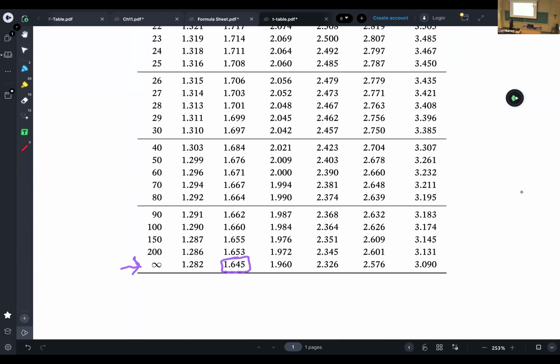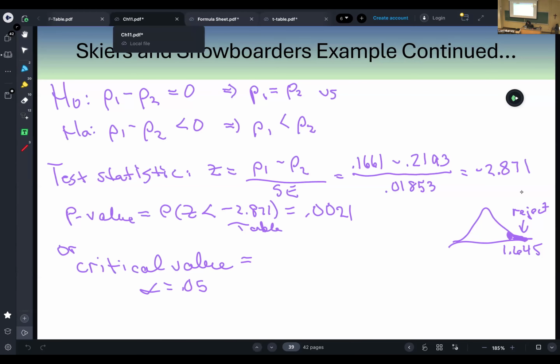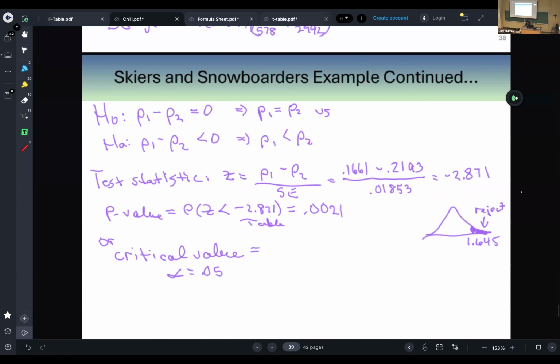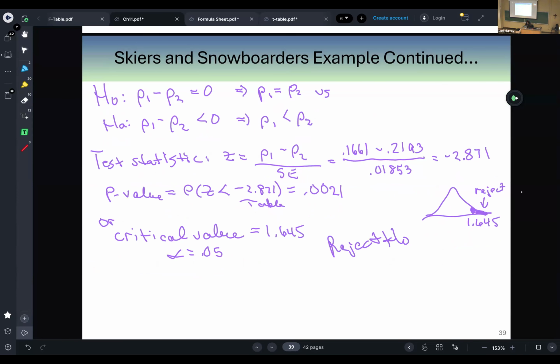It's just like a puzzle, okay? So that's our critical value, 1.645. So in both cases, we have a small p-value, and for the test statistic, you would take the absolute value. In this case, it's a one-sided test, so you would just take the absolute value, 2.871. You can see it's greater. In both cases, we reject the null hypothesis, and we would conclude that there is a statistical difference.